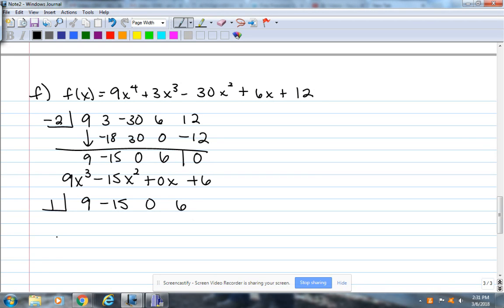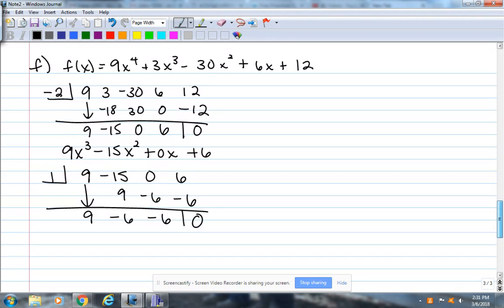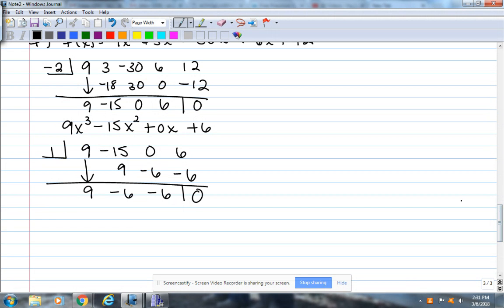Skip a line, draw a line. Bring down my 9. That so rhymed. 1 times 9 is 9. Add, I get negative 6. 1 times negative 6 is negative 6. Add, I get negative 6. 1 times negative 6 is negative 6. Add those, and you get 0. So that's 9x squared minus 6x minus 6.